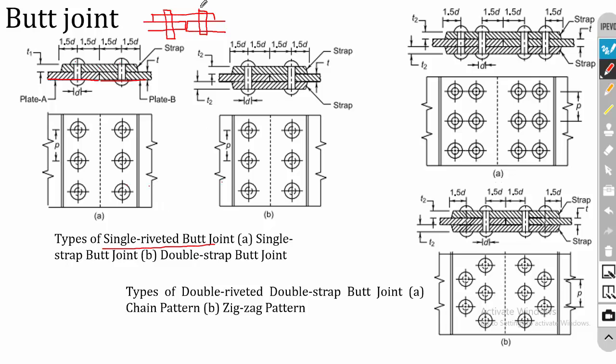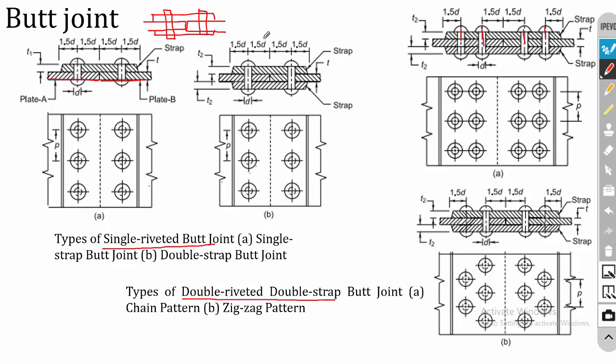In the case of a double strap, we have a single row of rivets, but two cover plates are there, one on the upper side and one on the lower side. So these are the types of single riveted butt joint. This is single strap, and the next one is double strap. Then in the case of a double riveted butt joint, we have a double strap here. You can see that there are two rows in the left side plate and two rows of rivets in the right side plate.